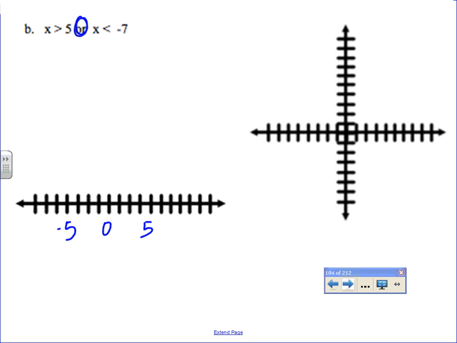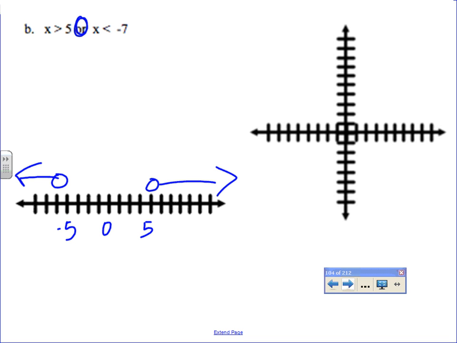If x is greater than 5, Dan, what kind of circle should we have above 5? If x is greater than 5, not equal to, open. So open circle, arrow going to the right. Trevor, if x is less than -7, should we have an open or closed circle? Good. Open circle above -7, arrow going to the left. Trevor, you with us? Are you writing notes? Okay. So there's our compound inequality of or. Arrows are going in both directions. X is either less than -7 or greater than 5.